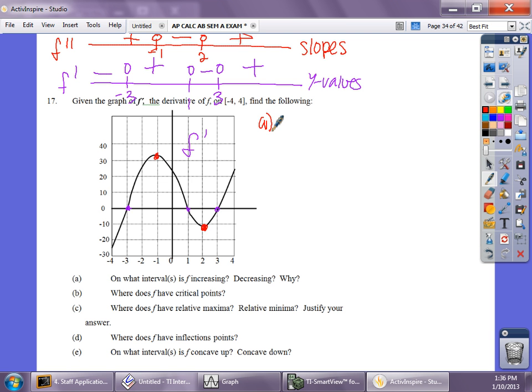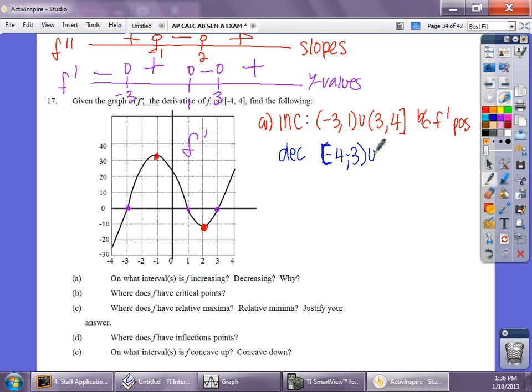So letter A, I'm increasing when my first derivative is positive, so from negative 3 to 1, union with 3 to 4, endpoint, because f prime is positive. I'm decreasing from negative 4, endpoint, until negative 3, union with 1 to 3, because f prime is negative.